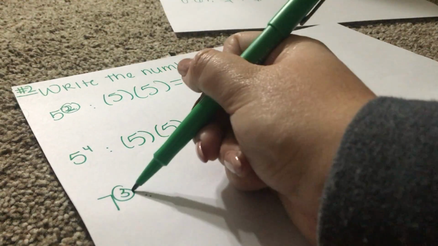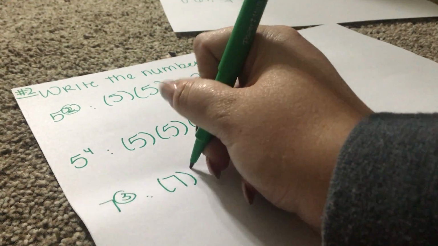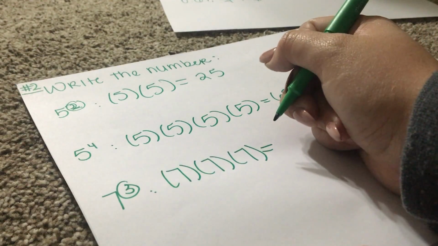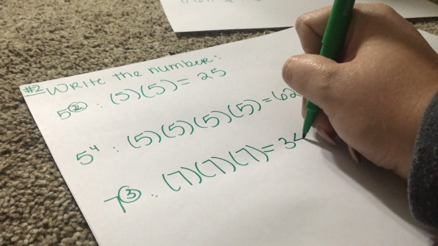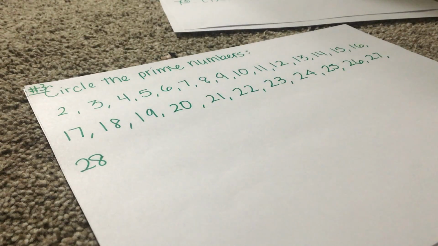And it's the same for this number, 7 to the 3rd power. So because of this 3rd power, we know that it's 3 7s. So 7 times 7 times 7, and 7 times 7 times 7 equals 343. That's how we do that one. However, now we have to circle the prime numbers.